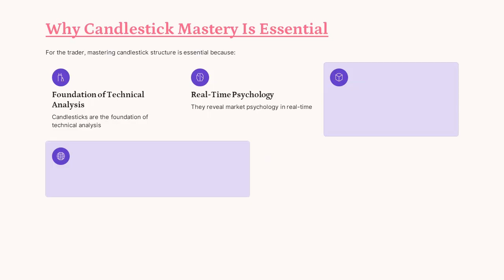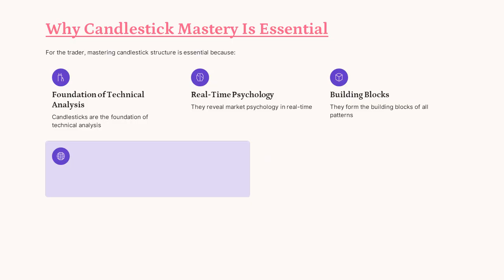Reason 3. Candlesticks form the building blocks of every pattern. Every complex pattern you will ever learn, from head and shoulders to flags to wedges, is composed of individual candlesticks. If you don't understand the building blocks, you can't truly understand the patterns. It's like trying to understand a novel when you don't know what the words mean. Master the individual candles first, and everything else becomes easier.